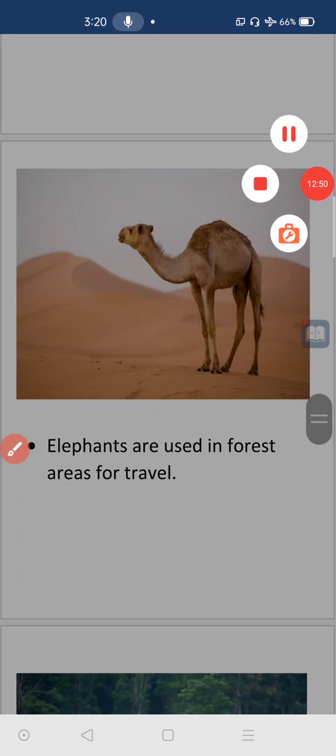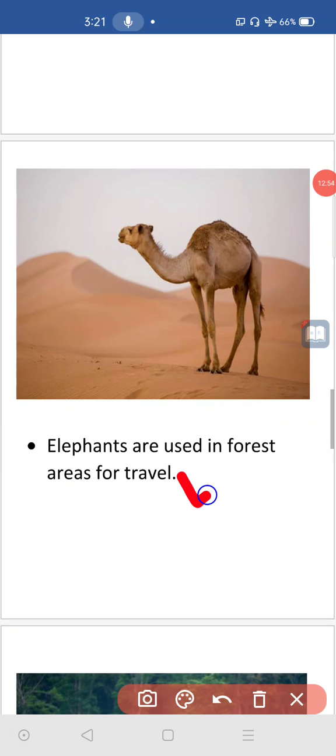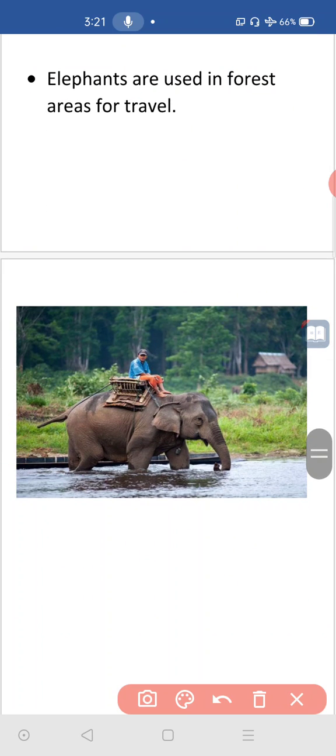Then elephants are used in forest areas. People living in forest areas use elephants to travel from one place to another place. Look at this image. Especially people who come to visit the forest use elephants to move from one place to another place. These are trained elephants. Not all elephants are used to move from one place to another.